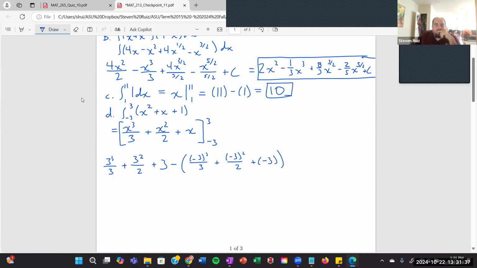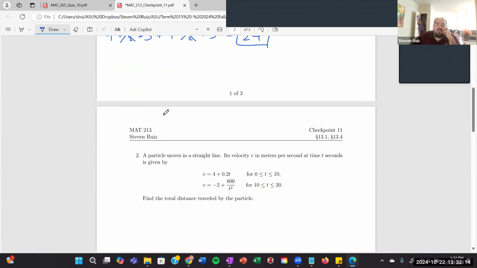Okay, so back to simplifying. 3 to the third is 27, divided by 3 is 9. Plus 9 over 2, plus 3, minus negative 27 over 3, so that's plus 9, minus 9 over 2, plus 3. So those terms cancel, and the other one's double. So what do we get? We should get a final answer of 24. All right, so that is all for question 1.